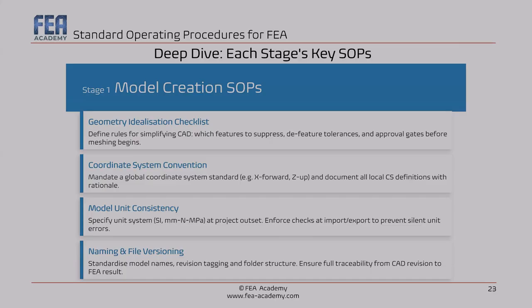Stage 1, the model creation SOPs. Model creation is deceptively complex, okay? Engineers often treat it as a mechanical task. They import CAD, they clean up, and move on. But the decisions made at this stage are irreversible. You cannot change them in practice, because by the time you have a mesh, hundreds of downstream decisions have been built on top of the geometry and on top of the mesh.